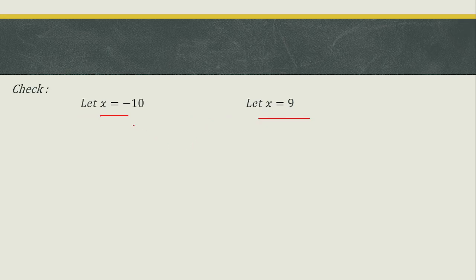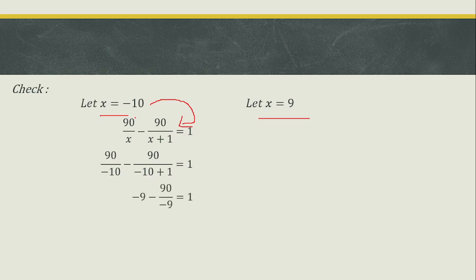So paano ba ipa-perform sa checking? Just copy the original equation. So the given original equation is 90 over x minus 90 over x plus 1 is equal to 1. So ano yung gagawin dyan? Substitute the first root to the given original equation. So it will become 90 over negative 10 minus 90 over negative 10 plus 1 is equal to 1. The 90 divided by negative 10, the answer is negative 9. Then 90 divided by negative 10 plus 1, the answer is negative 9. So negative 9 minus 90 over negative 9.